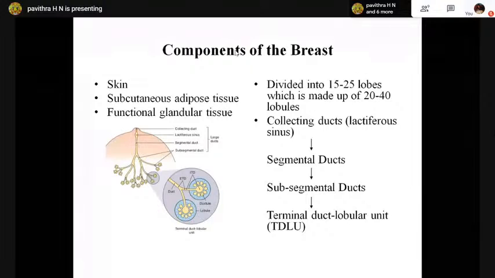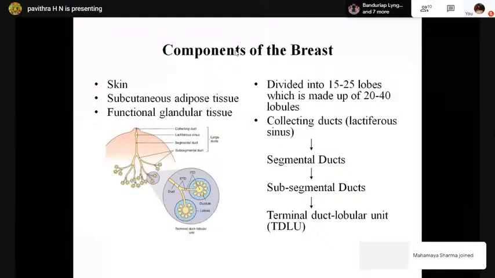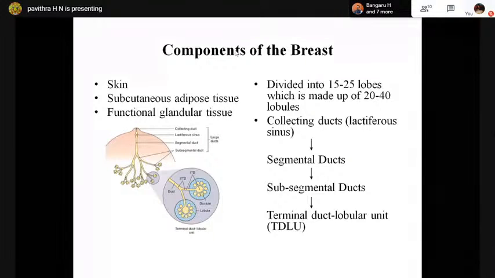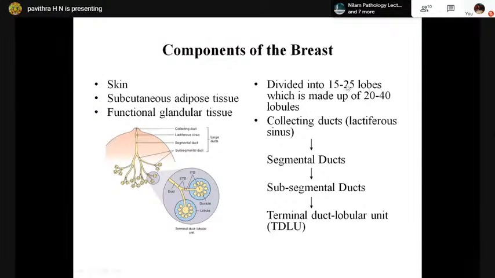Right, so for the students, today we are talking about breast pathology. As you all know, the mammary gland is composed of skin, subcutaneous tissue, and the deeper functional glandular tissue. This rests on the pectoralis muscle, and that is separated by the pectoralis fascia. To start with the normal histology of the breast, it is divided into 15 to 25 lobes, which are made up of around 20 to 40 lobules.